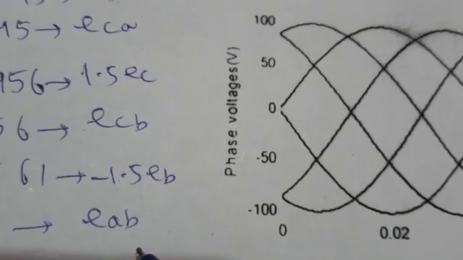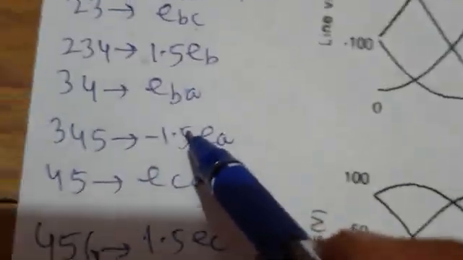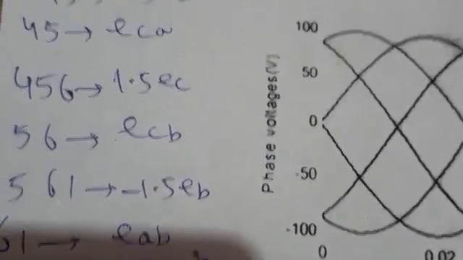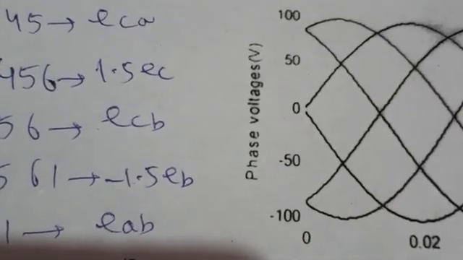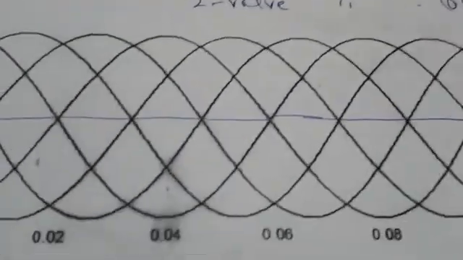Phase reversed voltage. Then what was the voltage here? Minus 1.5 EA. Just take the opposite of it, plus 1.5 EA. And what was the voltage here? ECA. And now the voltage here will be EAC. That's it. My table is complete. This is my table. Now I will start drawing the waveforms with these.